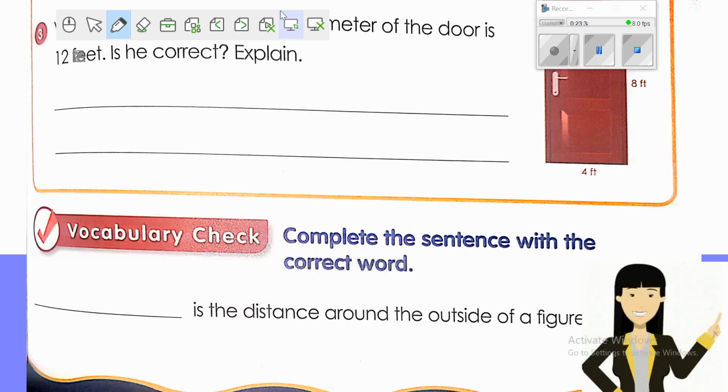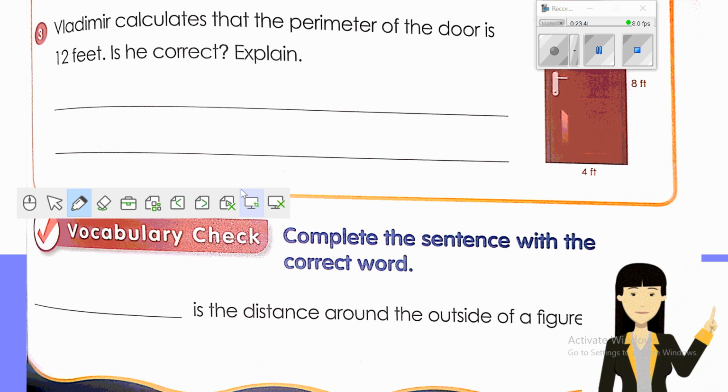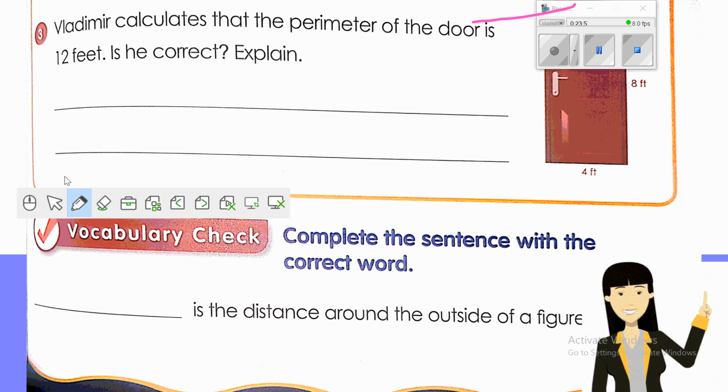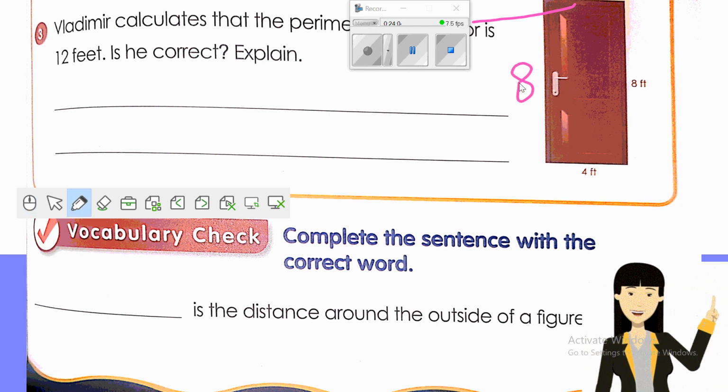Here is Vladimir. He calculated that the perimeter of this door is 12 feet. Is he correct? Let's help them and find if it's wrong or right. Here is the door.